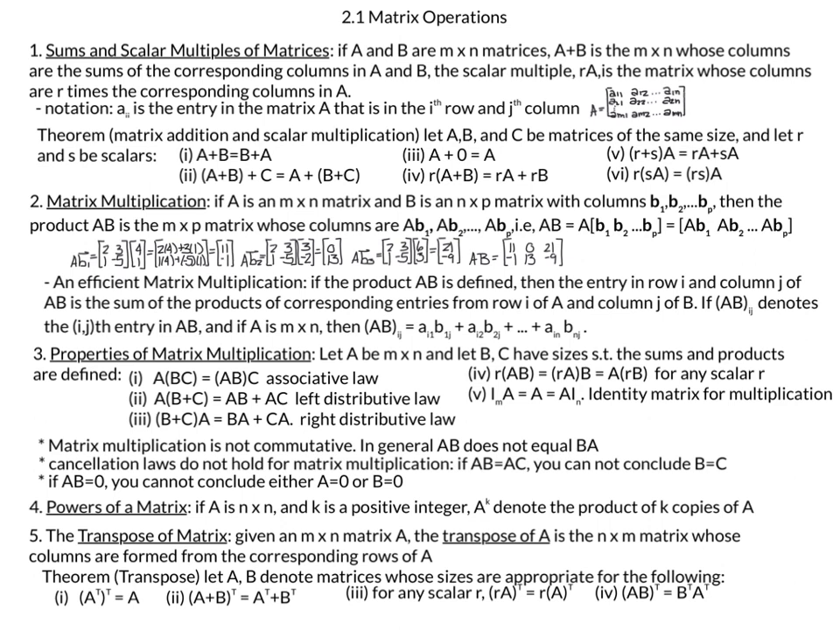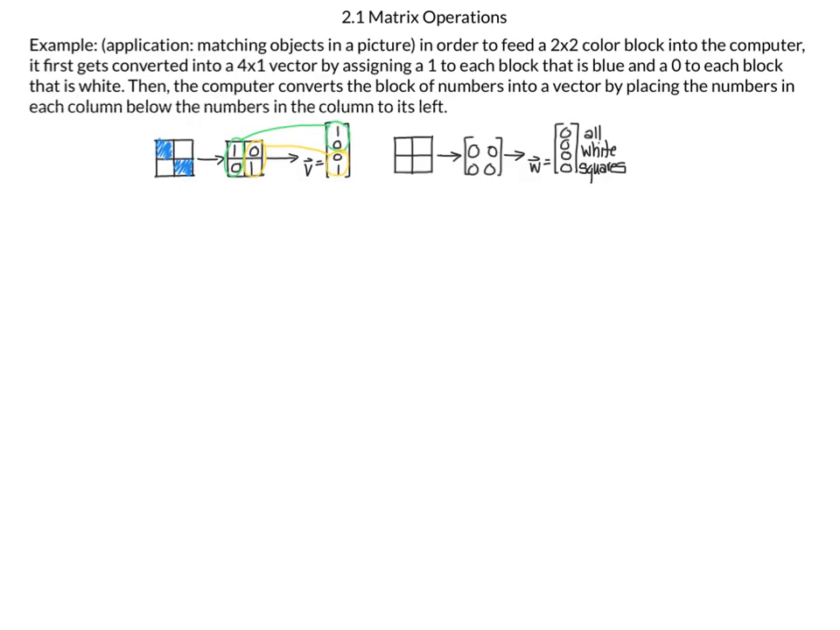Now we'll look at a couple of examples of applications. Looking at this 2x2 color block example, first, what do we want to do? We want to assign 1 to each block that is blue and 0 to each block that is white. So this is blue, so it gets a 1. This is white, so it gets a 0. White, 0, blue, 1. Next, we're going to make vectors by placing the numbers in each column below the numbers in the column to its left.